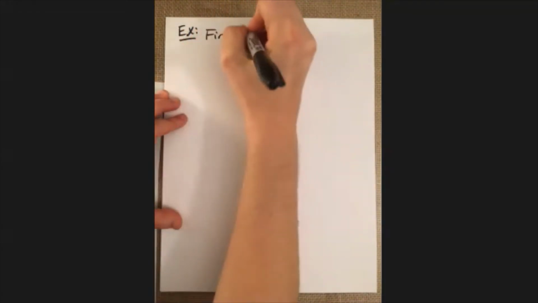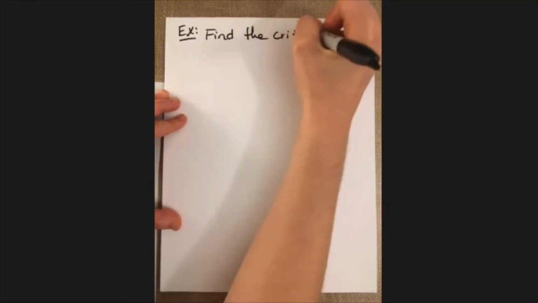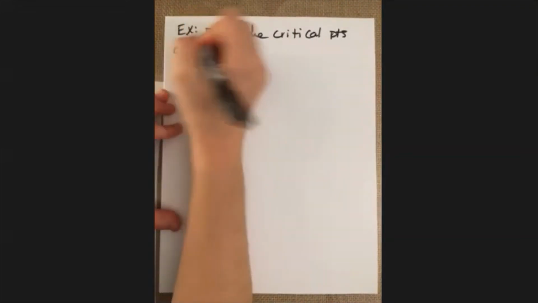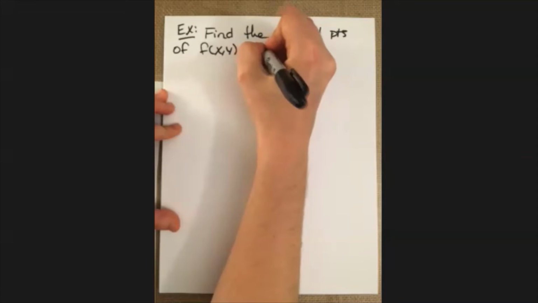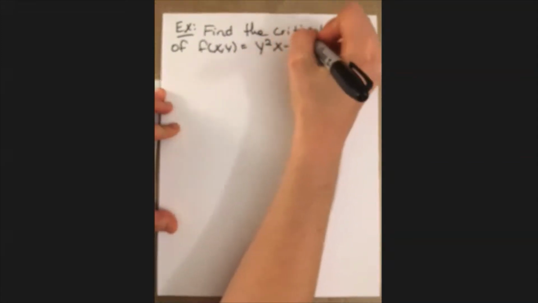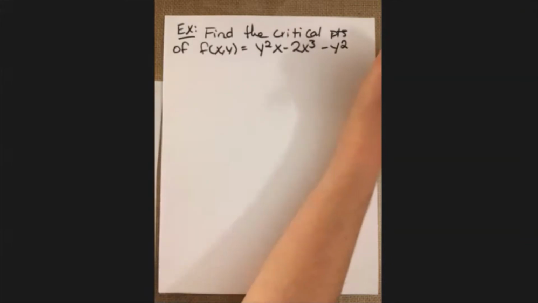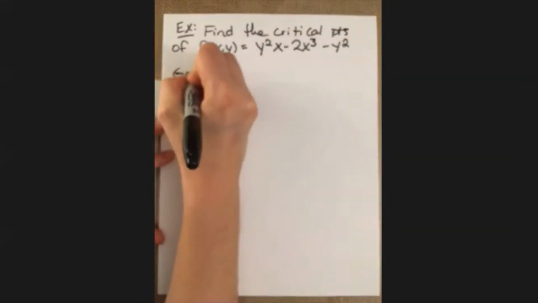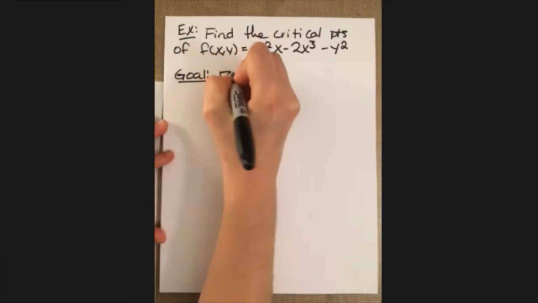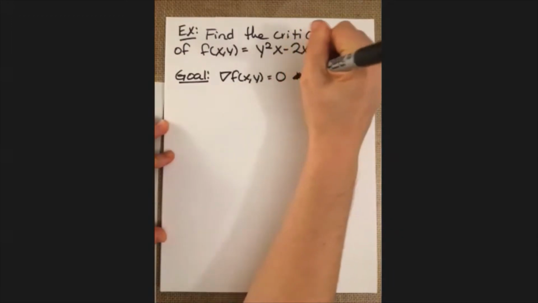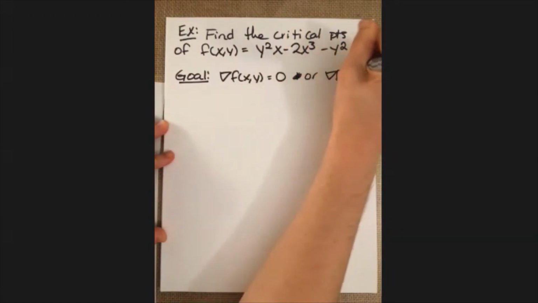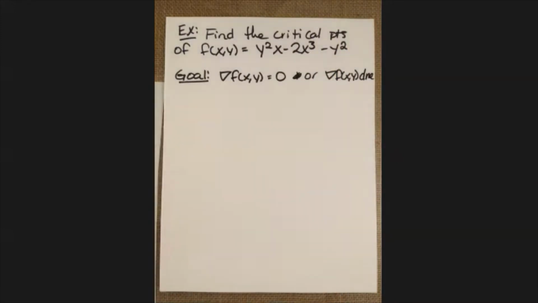Let's do another example. We're going to find the critical points of the function f of x, y is equal to y squared x minus 2x cubed minus y squared. So remember that our goal is to figure out where the gradient is equal to 0 or where the gradient does not exist. Either way.